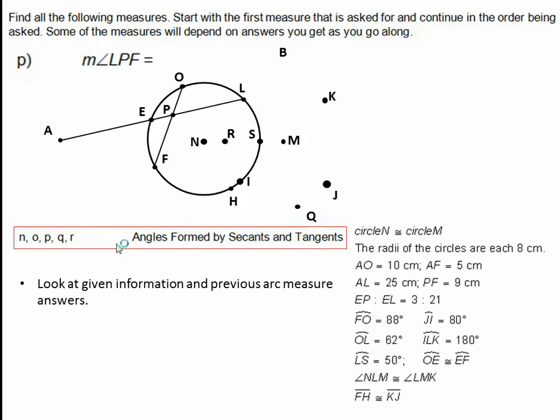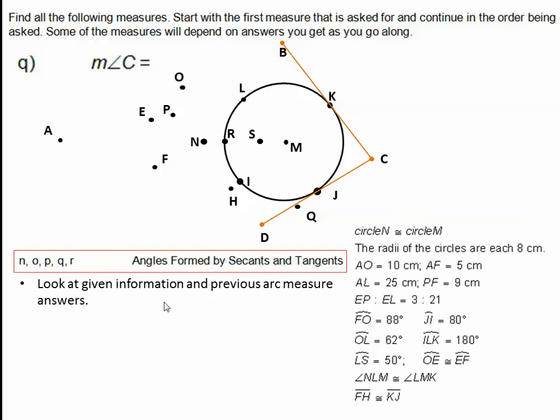Okay, it says find all the following measure. Oh, never mind. Why am I reading that? Silly lady. Okay, for part P, you're going to say the measure of angle LPF. So you've got LPF. You're still looking at angles formed by secants and tangents. You're going to look at given information and previous arc measure answers to help you figure out what the measure of that angle is.